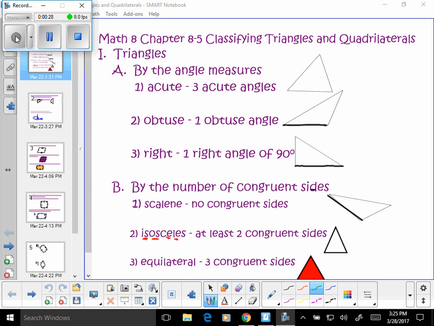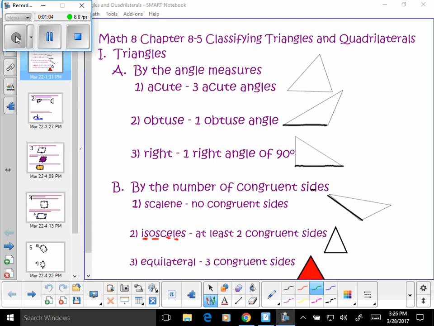If there are three acute angles, we call it an acute triangle. I hope you remember that acute means that the angle is less than 90. A second way of classifying by angle measures is to say that it is an obtuse triangle, and that is if there is one obtuse angle. Remember, obtuse means an angle that is larger than 90 degrees. The third is to say that it is a right triangle, and that is if there is one right angle.